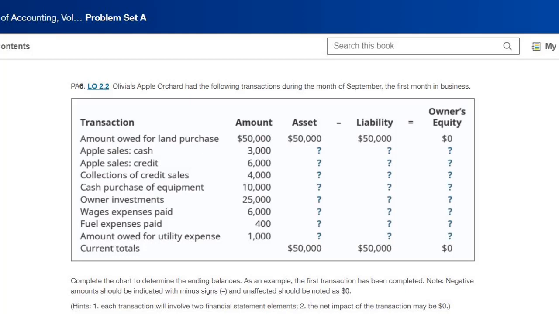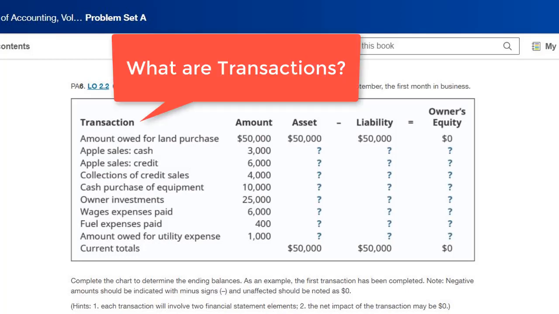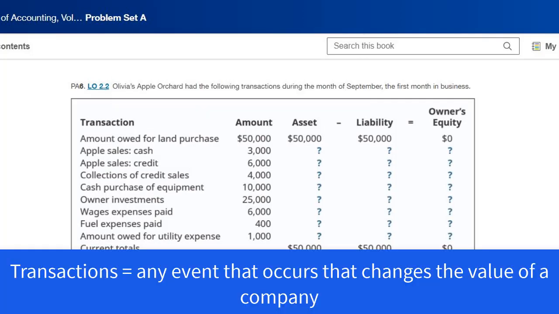And if you then go to PA6, that is problem set A, number 6, you're going to see a chart, for want of a better word. And it's a chart of transactions. Now you might say to yourself, well, what are transactions? Well, transactions are anything that happens, any event that occurs that changes the value of a company.